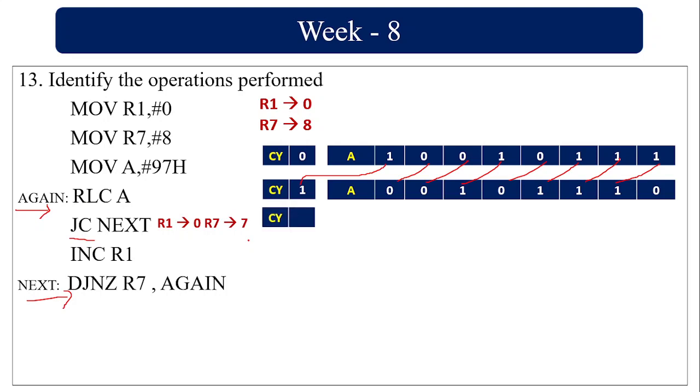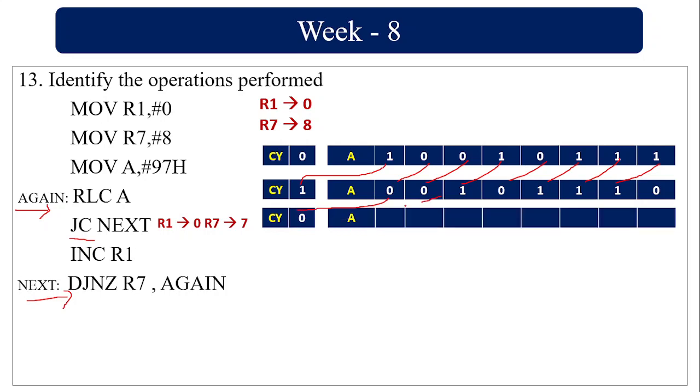You are going to perform your RLC. So now what happens? Your carry value becomes 0 here. So whatever your B7 was, that value will be in carry, and your accumulator content will be shifted left by 1. So now again what happens? You check jump on carry. Here jump on carry, you have to move to this location, but here your carry is 0. So it goes to the next line, increment R1.